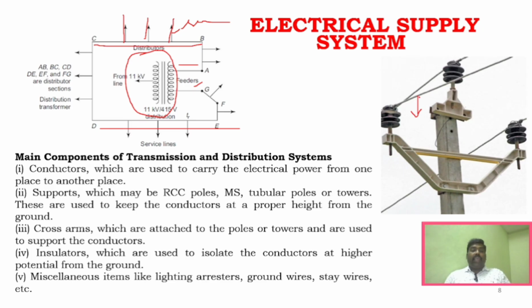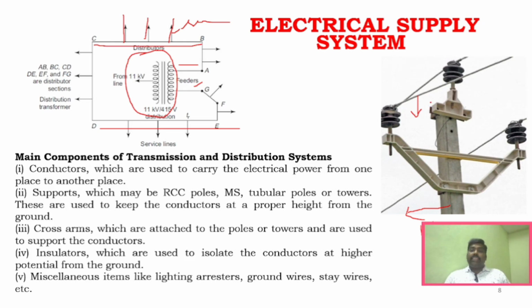And then we have this particular reinforced cement concrete, RCC. These are poles, and these poles can be of different types, where it can be RCC poles or towers, or it can be of any type. And these are used to keep the conductors at proper height. Only through these poles we make the conductor go at a proper height from the ground, right?